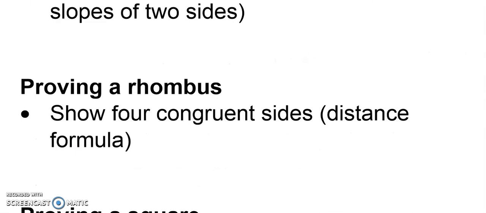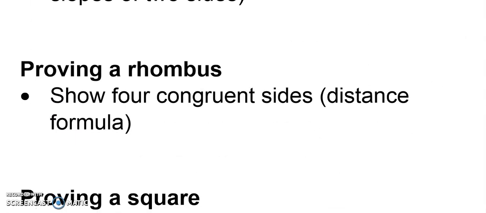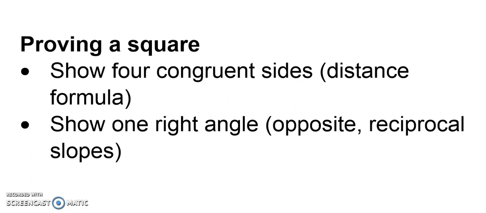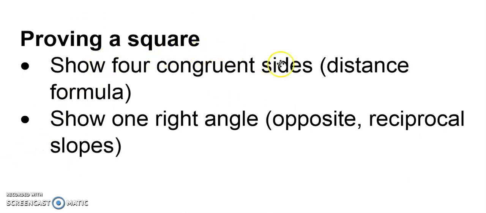Then we have proving a rhombus. All we need to show for a rhombus is that we have four congruent sides, and we do this through the distance formula, and all the other properties will follow if we have four congruent sides. And finally, we have proving a square. To prove a square, we need to show that we have four congruent sides with the distance formula, which will prove that it's a rhombus. And then after that, if we show that we have one right angle using the opposite reciprocal slopes of two of the sides, then that will be enough to show that it's a square. So on a square and a rectangle, all we have to do is show one right angle, and because of the properties of a parallelogram, the rest of them will be right angles.